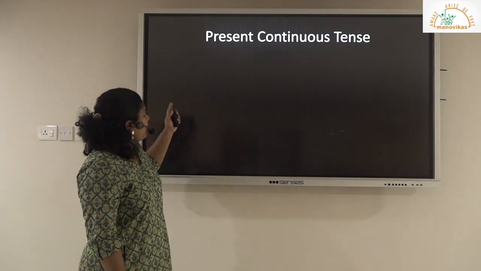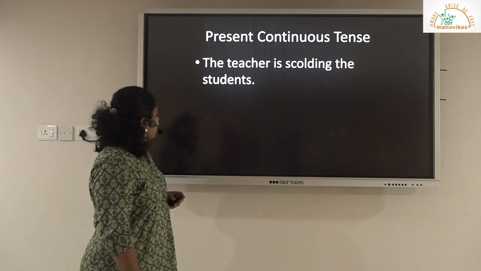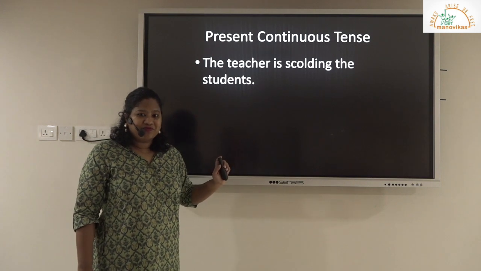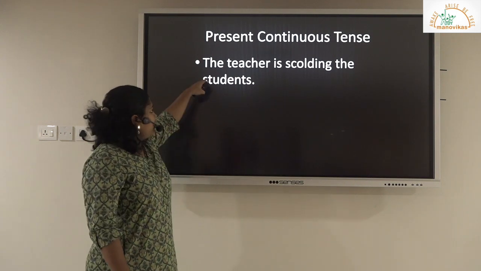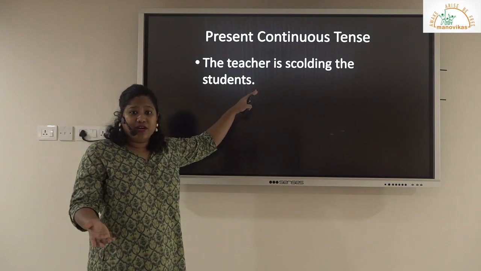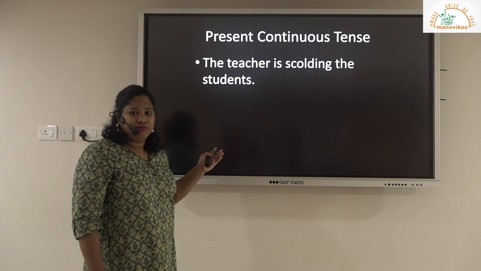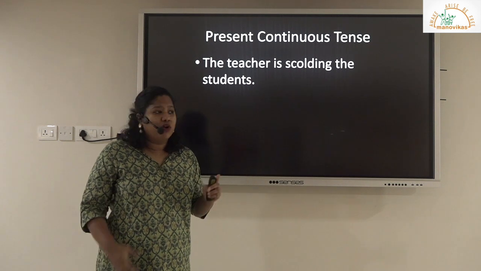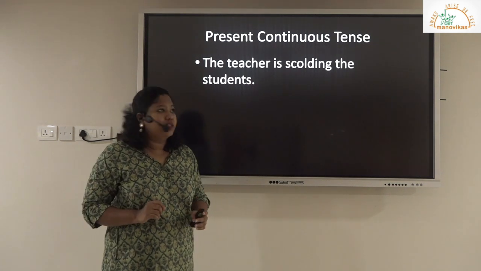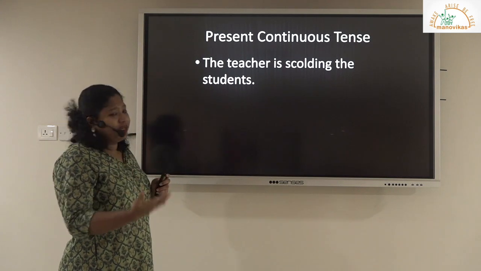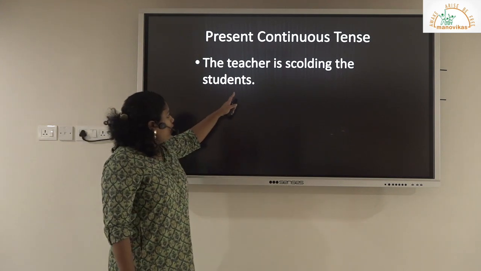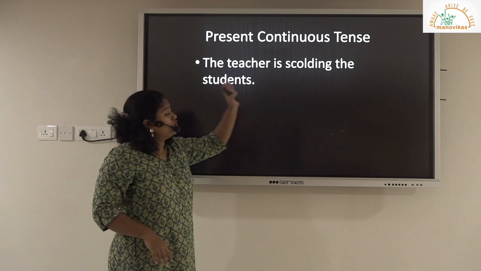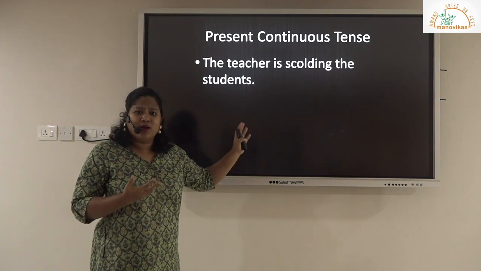Alright, so let's look at the next one, present continuous tense. Here's your sentence. The teacher is scolding the students. Which is your subject? Have you managed to identify it? Here the subject is the teacher. Can you identify which is your verb? The verb is scolding. If you remember present continuous or even continuous form, there will be ing, right? So is scolding. Now accordingly I need to change. Okay, my object is the students. The students will come ahead. The teacher moves behind.